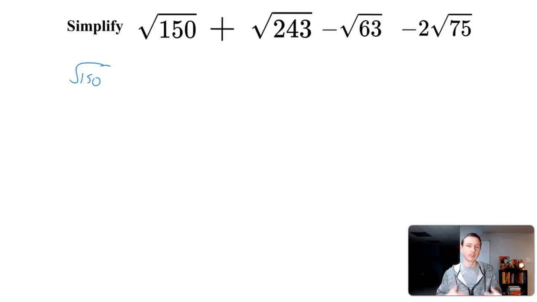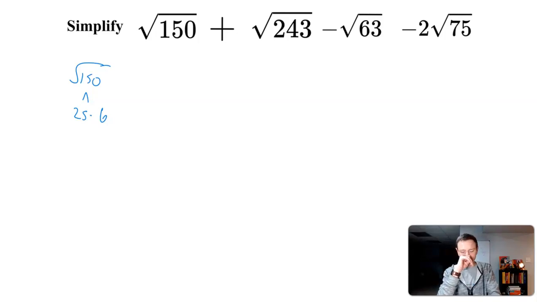You don't necessarily need to break it down into just the largest perfect square, but with a number like 150, we know 150 has 25. That's a pretty easy one to find, especially with a number like 150. So we know 25 times 6 is 150.